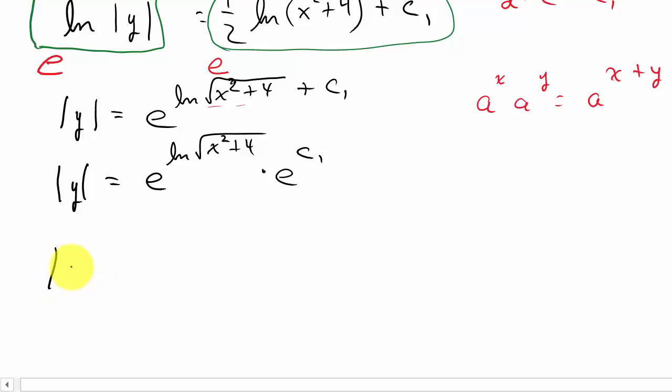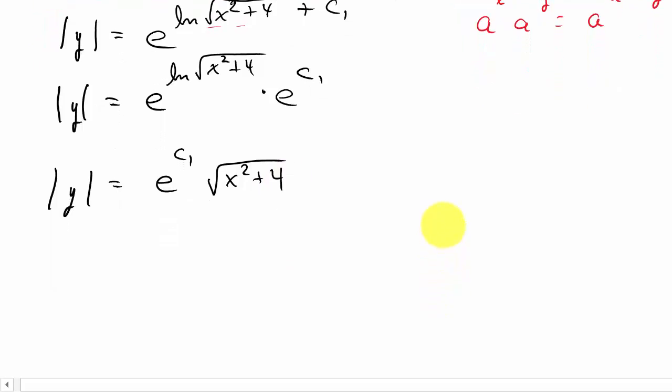So that's absolute value of y is equal, and in this next step I'm just going to rewrite my constant term first. So that's e to the c1 times, and then what is this? Well, this base here, you see this base? That's log base e. Natural log is log base e. And since the base of the log and this are the same, my answer is what I'm taking the log of.